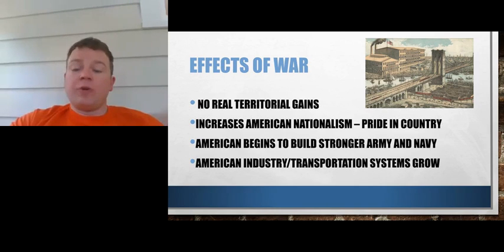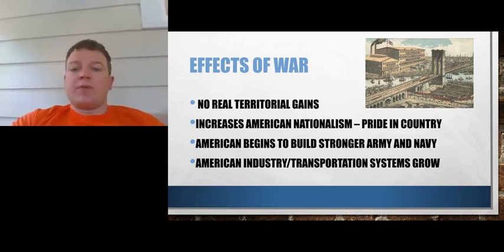America sees the need to build a stronger army and navy. Having their capital city burnt to the ground is problematic. Being able to defend the Great Lakes was good, but the American Navy was not as good on ocean battles and things like that. So more military preparedness is going to be a big key.